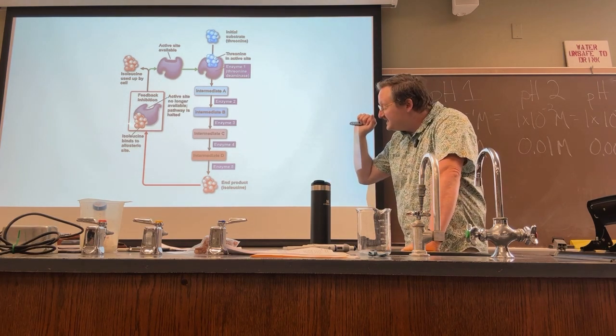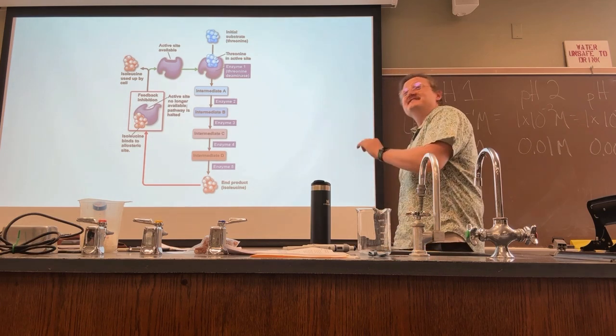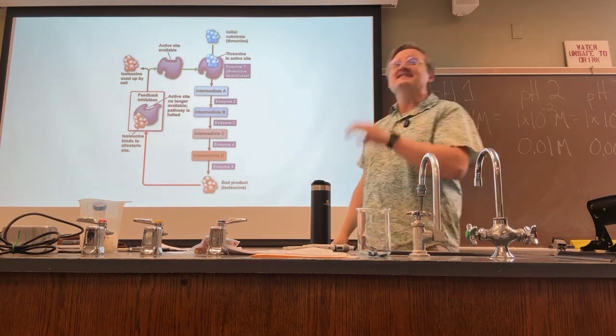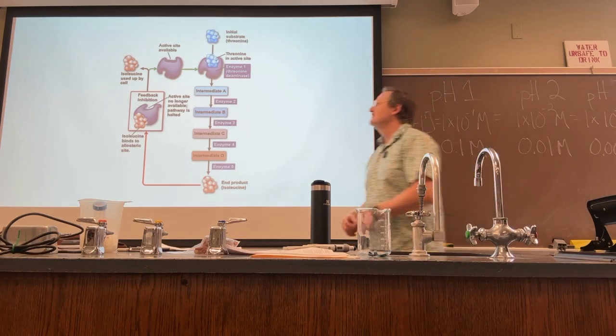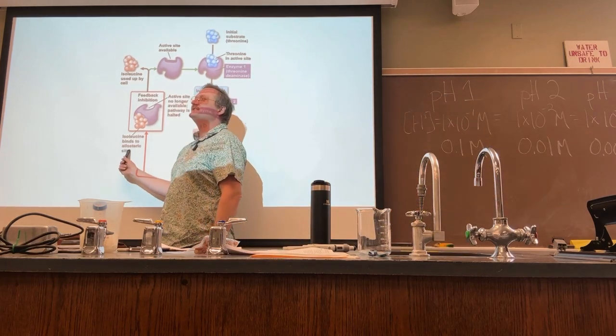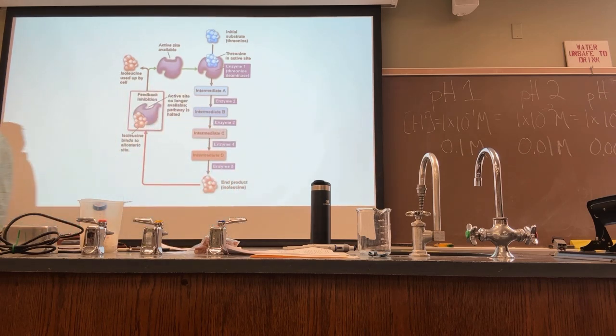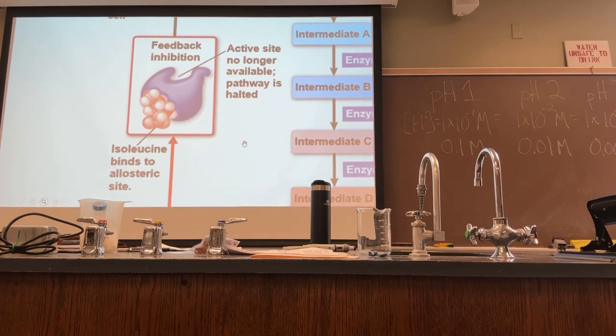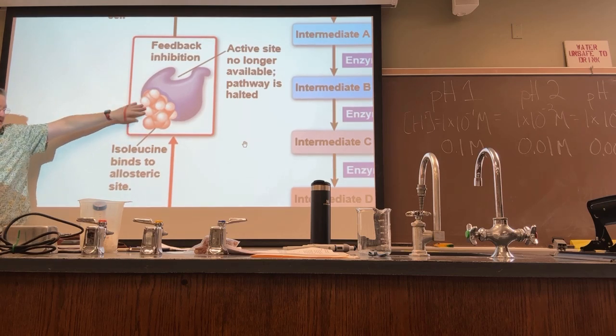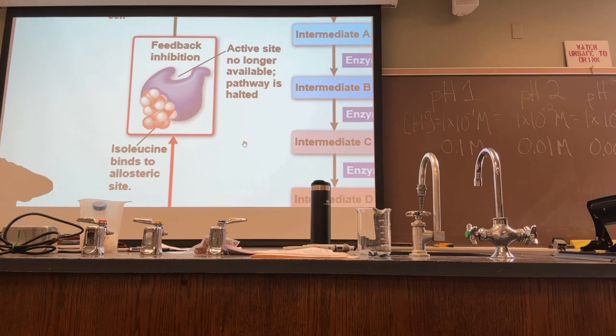This site that is not the active site and exists entirely for regulating enzyme activity is the allosteric site. Okay? This here is non-competitive inhibition because the inhibitor, which is right now isoleucine, is operating as an inhibitor. Language logical, cool?